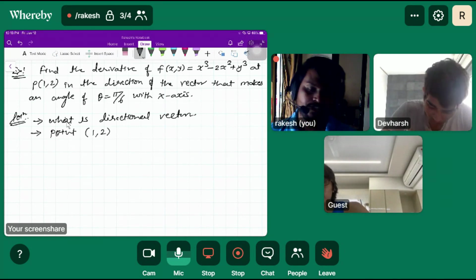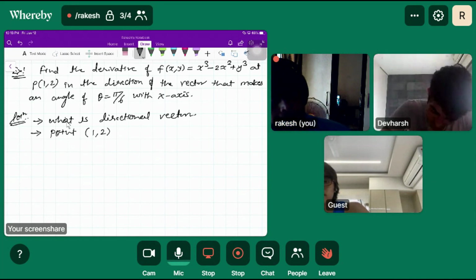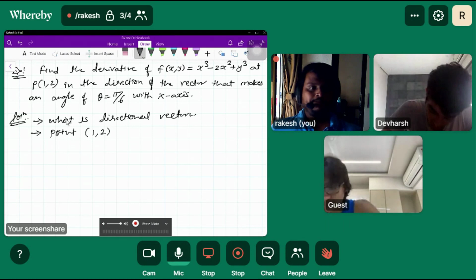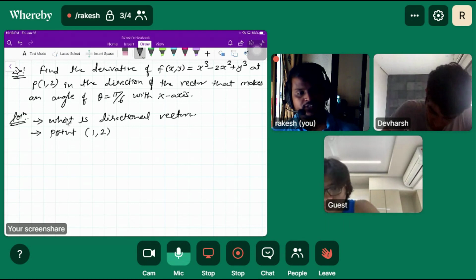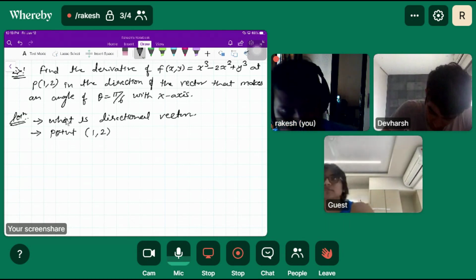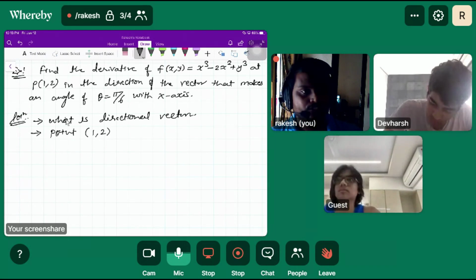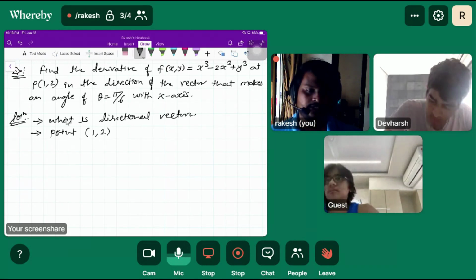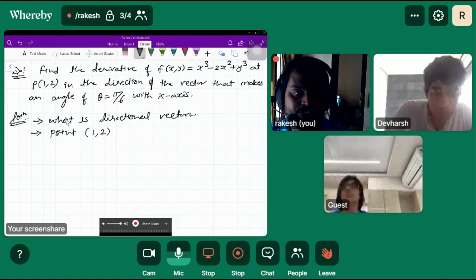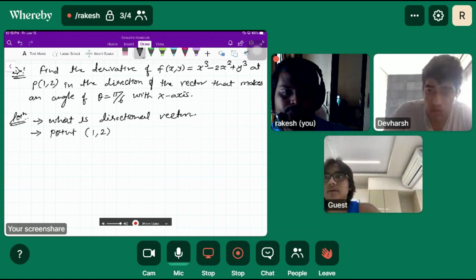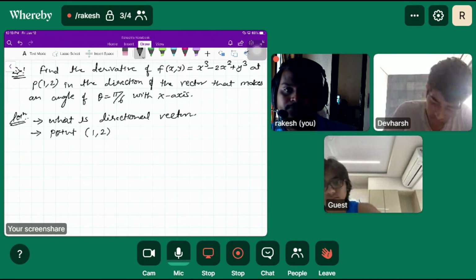What is the directional vector? They have given something about the directional vector: in the direction of the vector that makes an angle of theta equal to pi by 6 with the x-axis. Can you find out the directional vector? Can I try, sir? Yeah, sure. That's why I'm waiting.